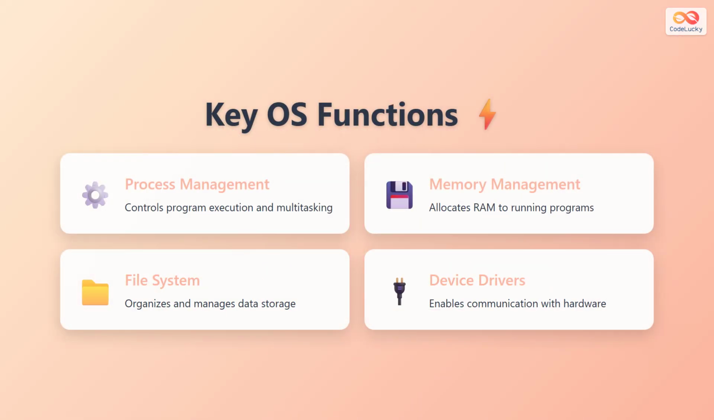Operating systems perform several key functions. Process management controls program execution and enables multitasking, allowing multiple programs to run simultaneously. Memory management allocates RAM to running programs efficiently. The file system organizes and manages data storage on your hard drive, or SSD, and device drivers enable communication between the operating system and hardware components like printers, keyboards, and mice.